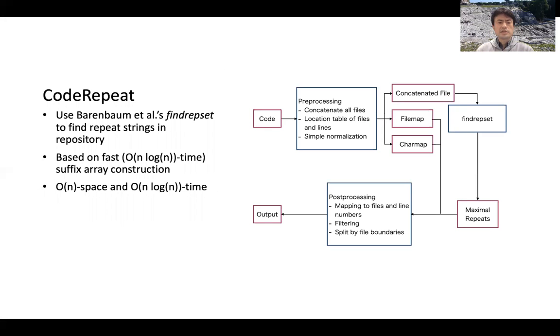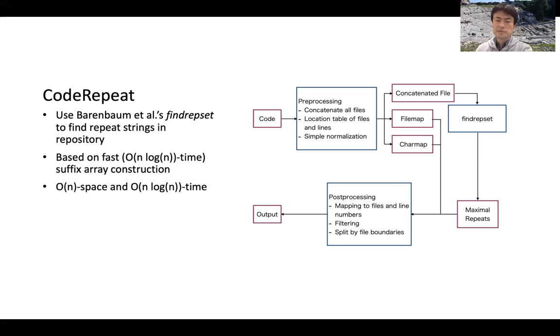So we developed a tool called CodeRepeat, which uses findrepset developed by Baum et al. to find repeated strings in a repository. Findrepset uses fast suffix array construction, and it achieves O(n) space and O(n log n) time. Our tool consists of a pre-processing stage, the findrepset stage, and a post-processing stage.